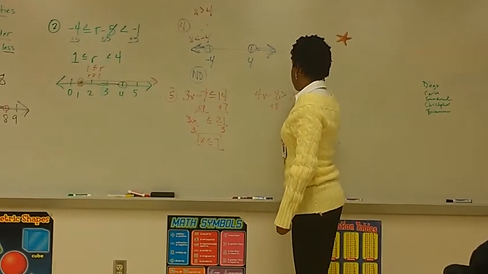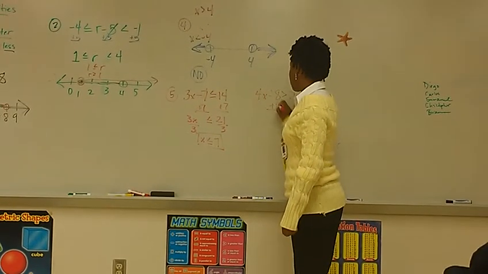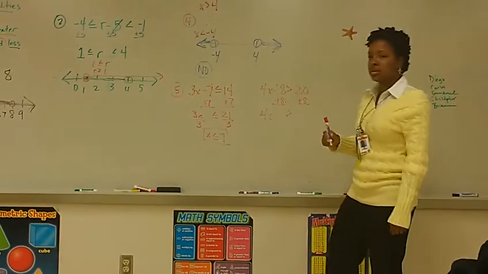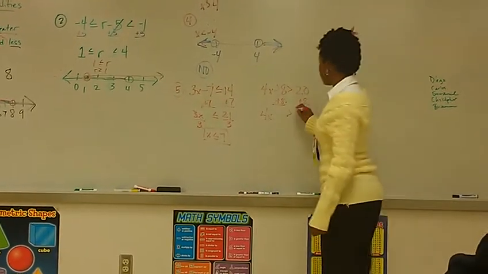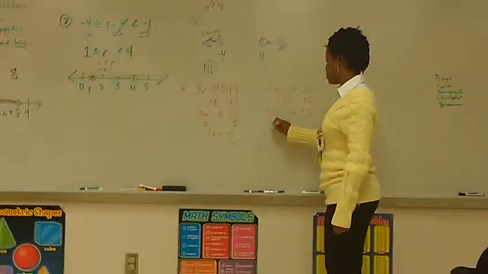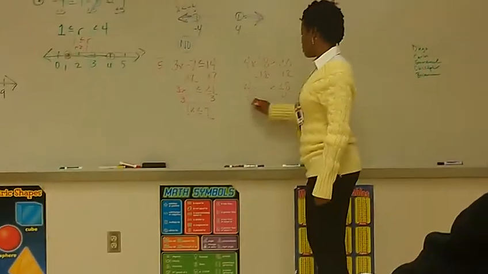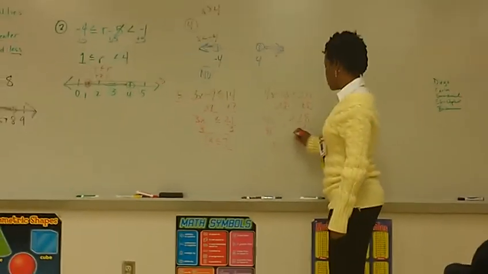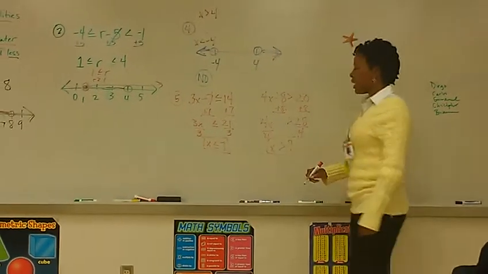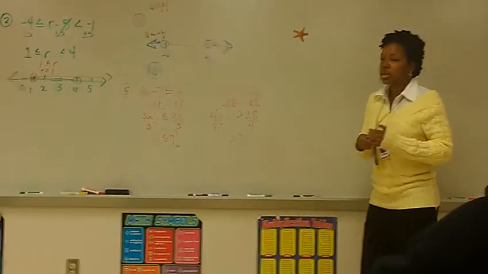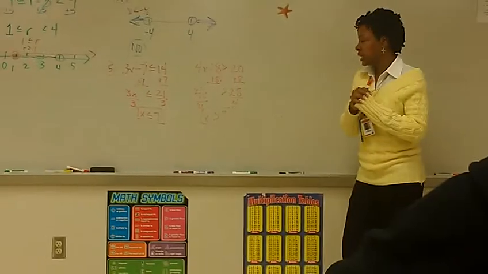Okay. And you get 4x is greater than, what's 20 plus 8? 28. And divide. You get x is greater than 7. Thank you. Now, they want you to write it as a compound inequality. That means they want you to put it together.